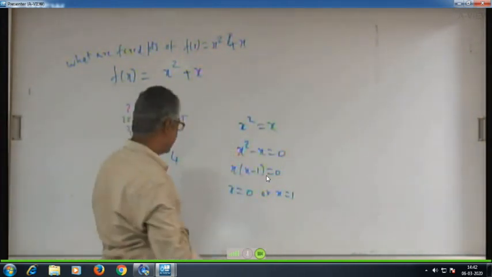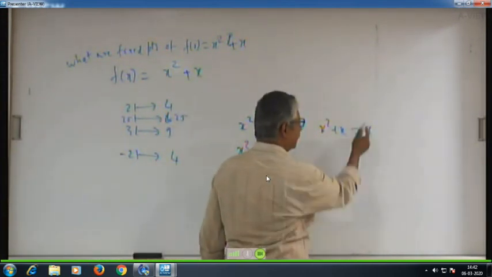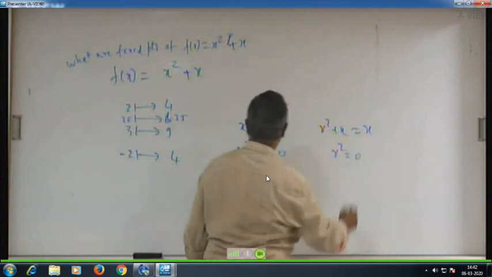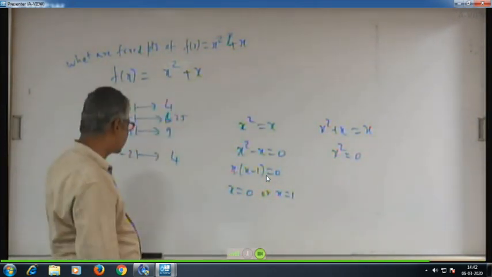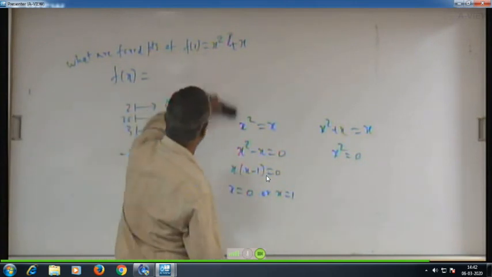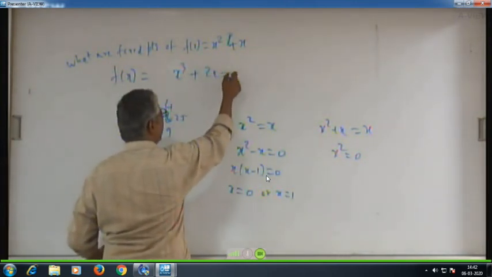But then x square, then what do I do? X square plus x must be equal to x. X, x gets cancelled and x square is 0, so x equal to 0 is the only fixed point for this. Nothing special about this x square plus x. You can write any function here. For example, x cube plus 2x minus 3.